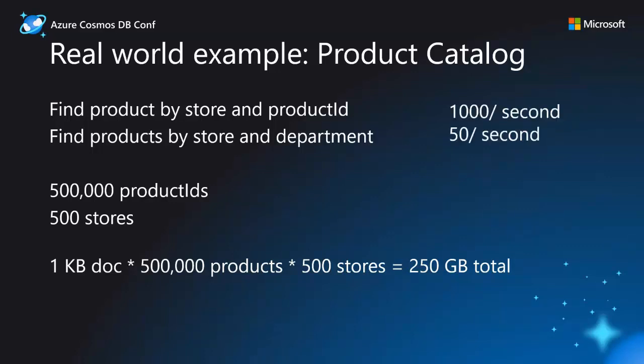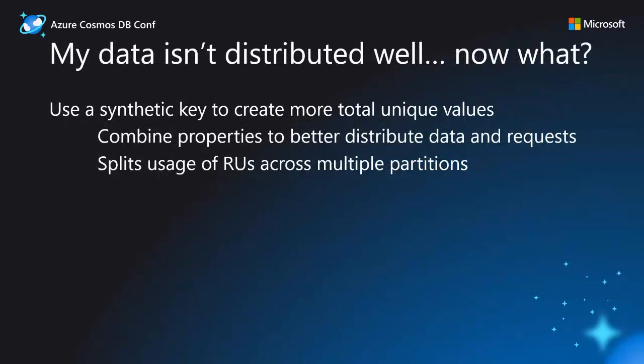So now what if I told you the last piece of information, which is that the first query is run 1,000 times a second. Say across all of our stores, we have about 2 employees looking at products at any given time. So peak load is about 1,000. And finding products by store and department is run much less frequently, only about 50 times a second at peak load. So we're looking at store and we think, this doesn't distribute our data very well. So what can we do?